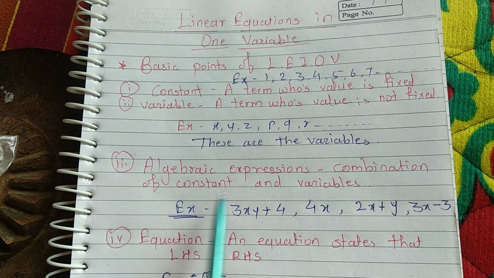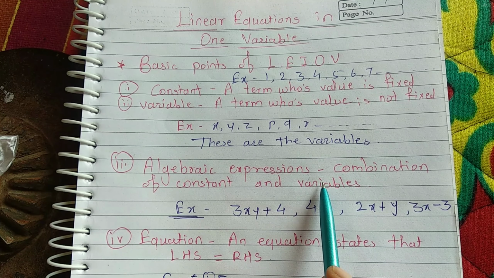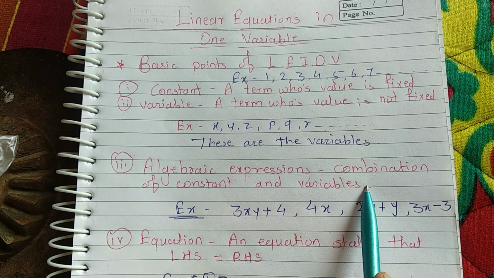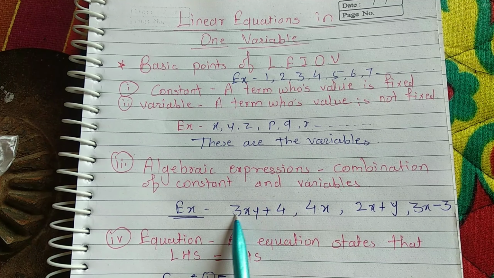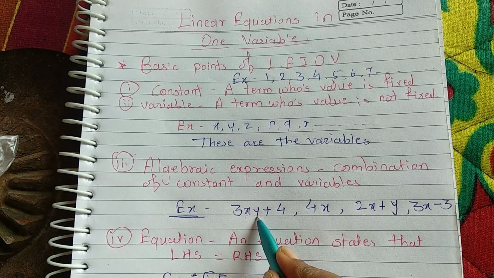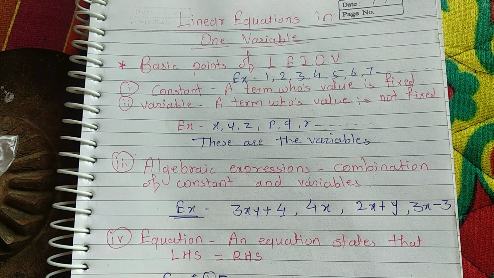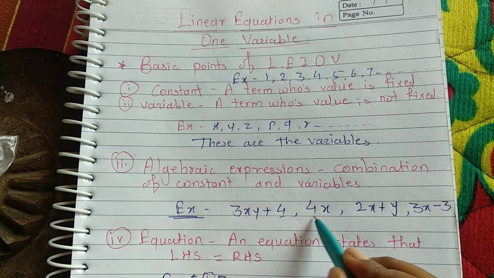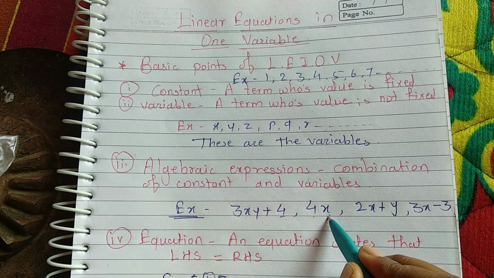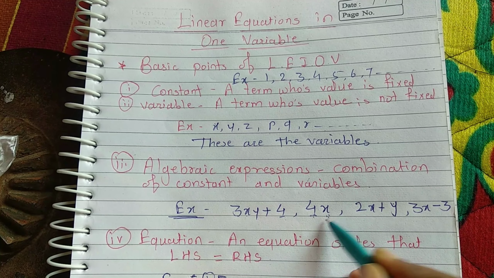Third point is algebraic expression. What do we mean by algebraic expression? Algebraic expression means a combination of constants and variables. For example, 3xy plus 4. Here, x and y are two variables and 4 is a constant. Next, 4x. x is a variable. Here only one variable is present and 4 is the coefficient of x.